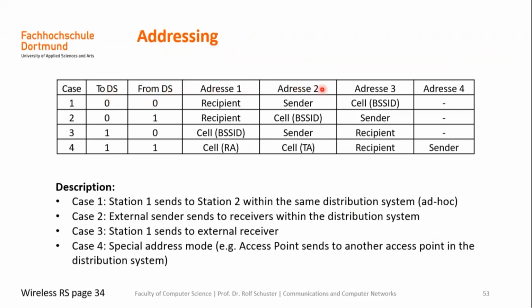Remember that the 4 address fields are addresses, in fact, of 48 bits, that is 6 octets. Why? Because all the addresses, in fact, are MAC addresses. Even in some cases, we use the BSSIDs, that is the Basic Service Set Identifiers. Remember that the BSSIDs are different from the SSIDs.